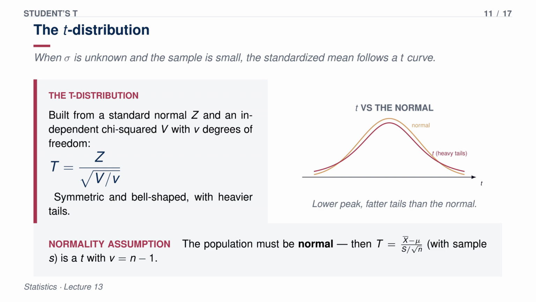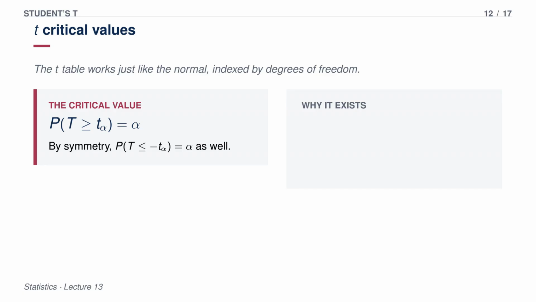So whenever you'd use a z but you had to estimate sigma from the data, you really should be using a t. And reading the t-table is, surprise, just like the normal. We write t alpha. The probability t is at least t alpha equals alpha. And because the curve is symmetric, the probability t is below minus t alpha is also alpha. The two tails mirror each other.